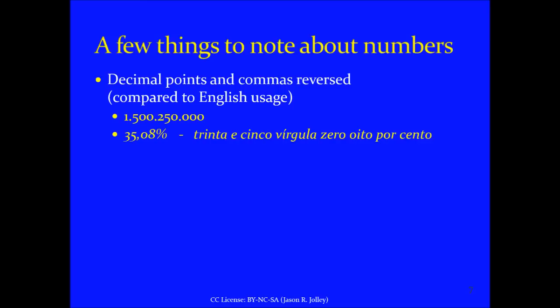Similarly, or maybe the reverse of that, where in English we would use a period to indicate a decimal point, in Brazilian Portuguese they use a comma, or vírgula, for that purpose. So something like 35.08% in Brazilian Portuguese is 35,08%.